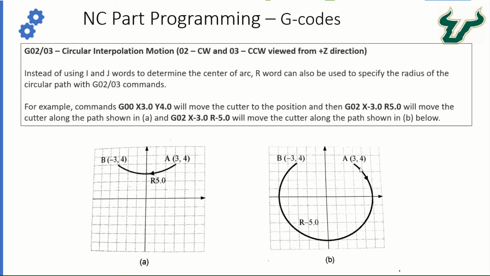So that radius 5 can create an arc, again in the clockwise direction because it's G02, a longer arc here, right? Or a shorter arc can also be created if the center of the arc is located on the other side of this imaginary straight line A to B, right? So that's a shorter arc. If you want a shorter arc, then you specify R 5.0, but if you want a longer arc, then you need to specify R -5.0. Okay, that's the only difference between the two different possible kinds of arc that you may want to create.